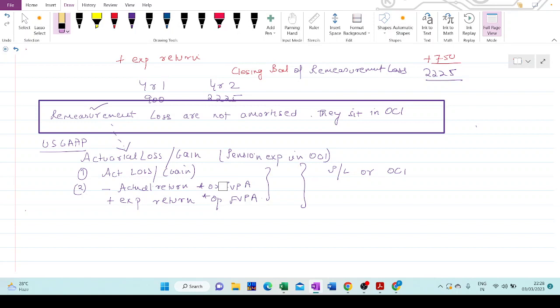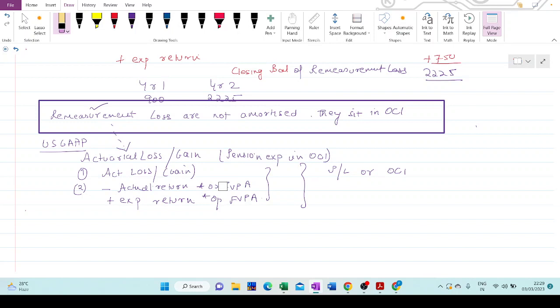But in US GAAP, the employer gets to choose the expected return, right? So unlike IFRS, under US GAAP, the employer gets to choose the expected return. And guys, if the employer chooses an unrealistically high expected return, what would happen to my actuarial gains or losses? I just explained this with this example.